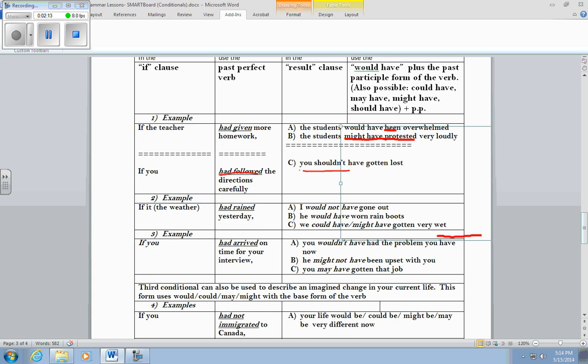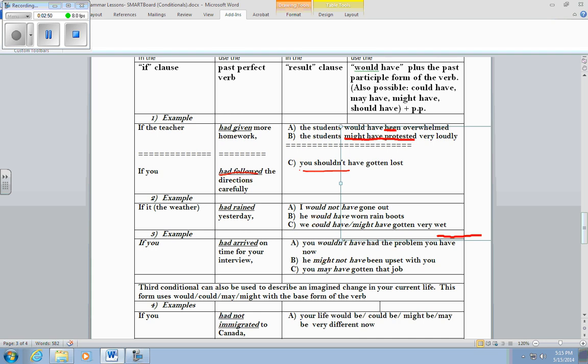You can see from these examples that the third conditional is used to describe an imaginary situation. For the most part, you're describing a situation that is different from the reality of what actually happened. I'll say that again. It's a description of a situation that is different from what actually happened. It is pretty much always imaginary.